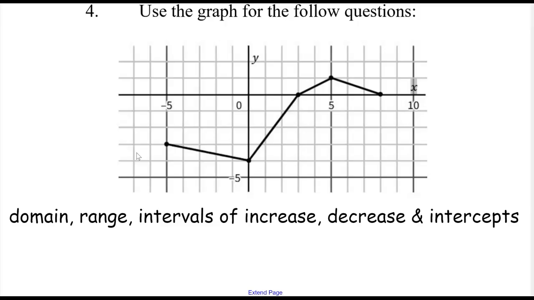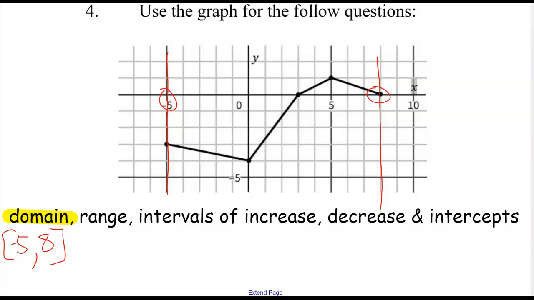Alright, now we're looking at a graph. We want to find the domain, range, intervals of increase, decrease, and intercepts. Okay, so we're going to find the domain, and the domain is from here to here, as far left, as far right, every possible input value. So we got -5 all the way to 8.